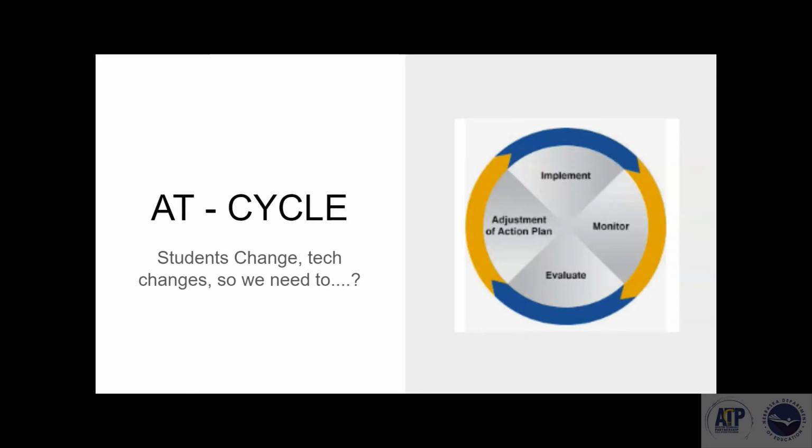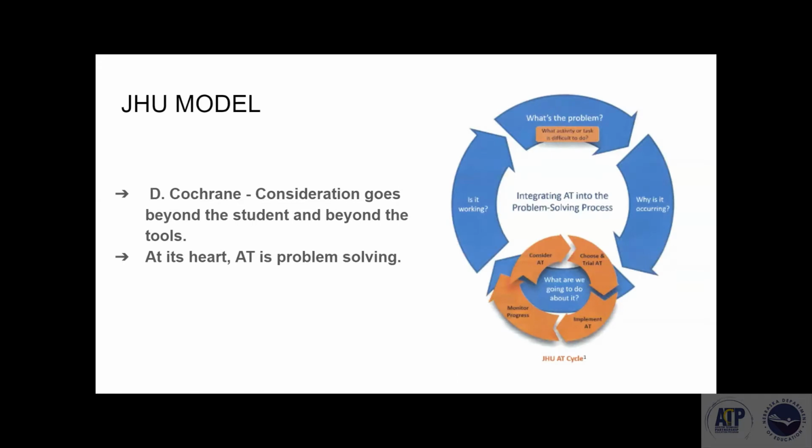A very simple way to look at a cycle is something where we evaluate and find what we're going to use, adjust the plan if needed, implement it, and monitor it. And it just continues going around and around. There are several models that have been researched. I am a fan of the Johns Hopkins University model.